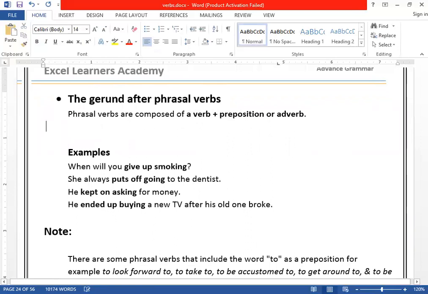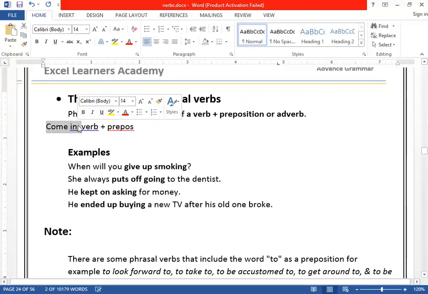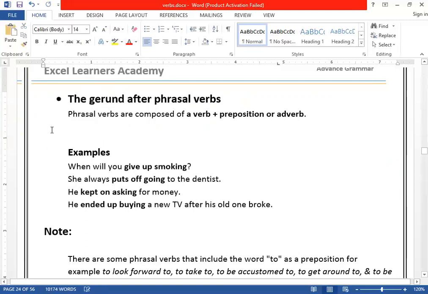For example, if I say come and... Come is a verb, plus in is a preposition: come in. They are together a phrasal verb. We call it a phrasal verb. We can also use a gerund after a phrasal verb.